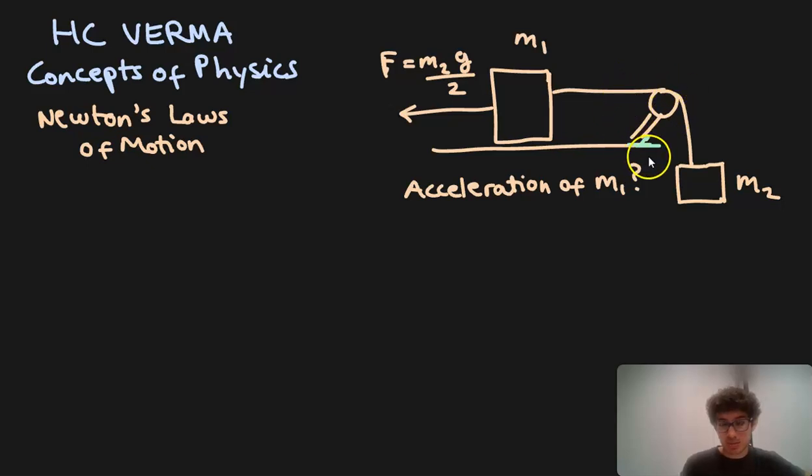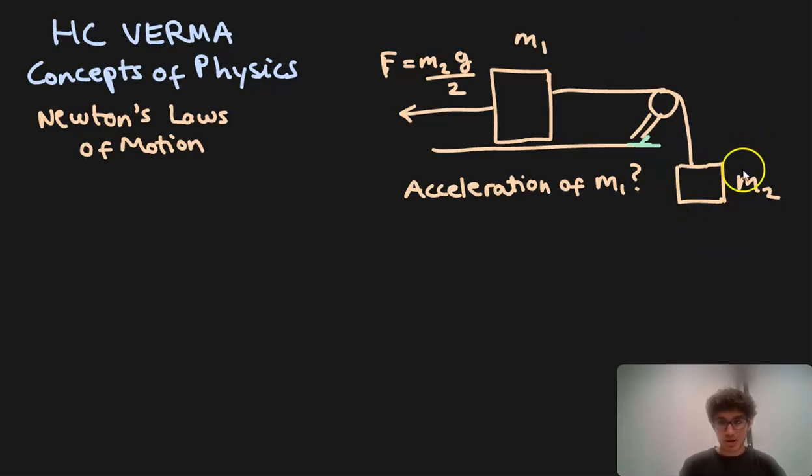Assume the pulley is massless. And there's a force being applied on m1 in this direction, and it's got magnitude m2g divided by 2. g is the force of gravity. And then there's this block m2 over here as well, and we're asked to find the acceleration of m1, and of course we can use the variables like m2, m1, etc. So let's try to find that.